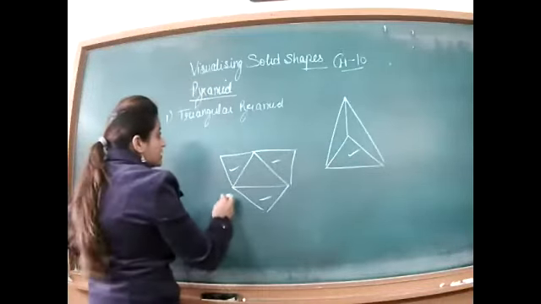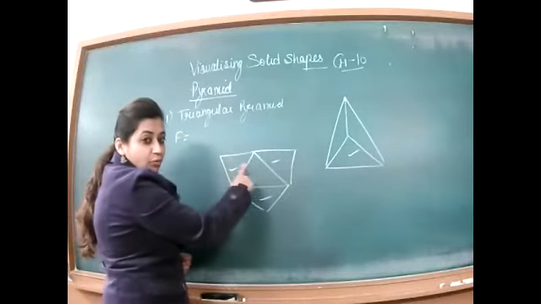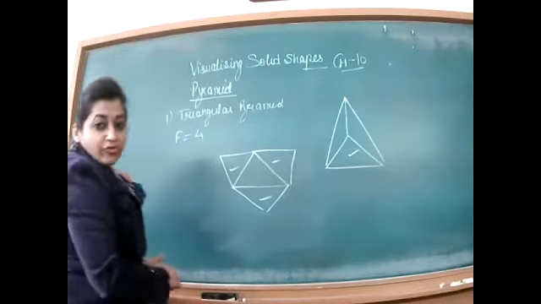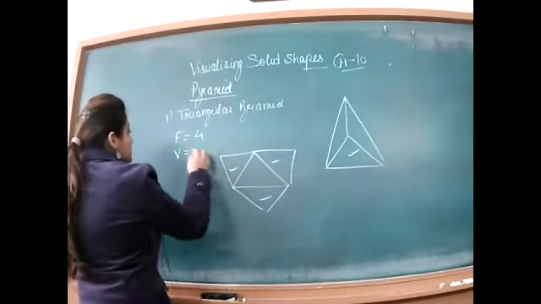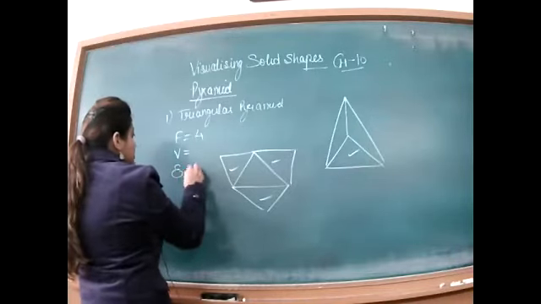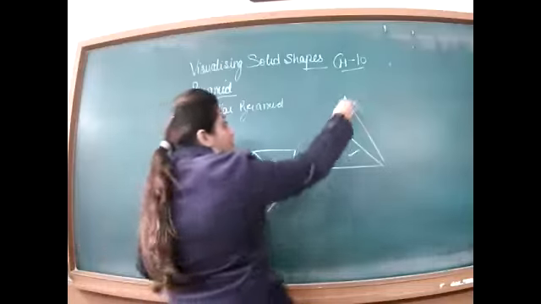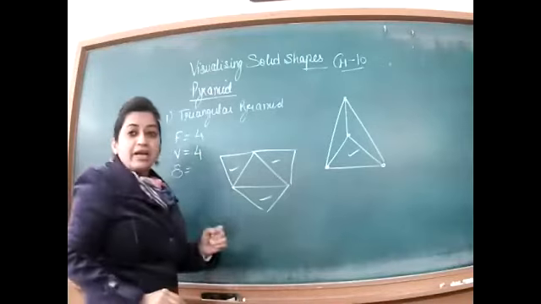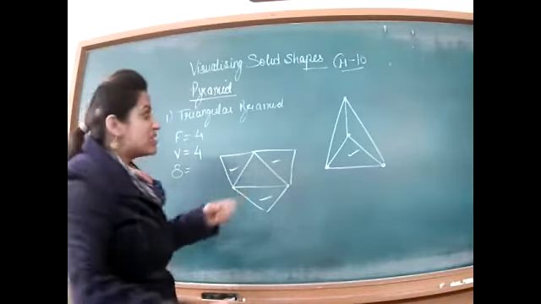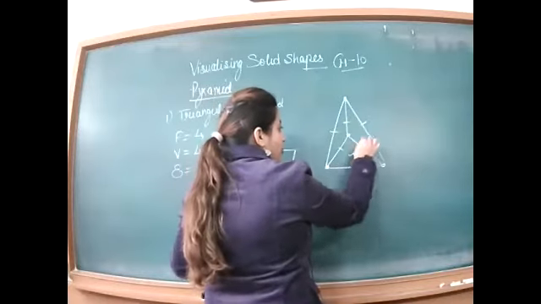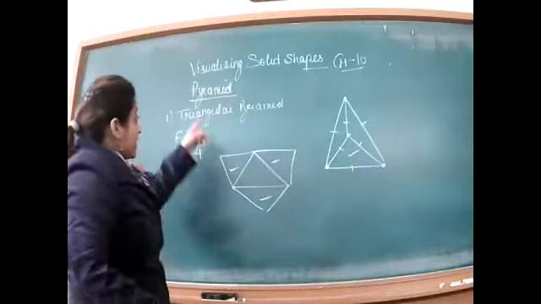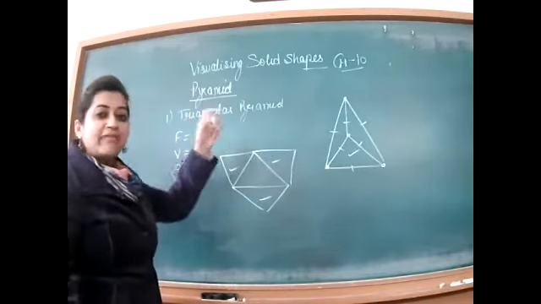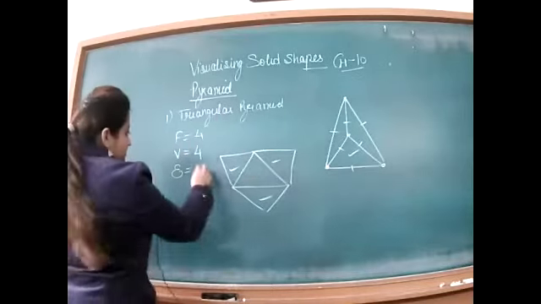And how many faces, vertices, and edges are there? Faces you can count: 1, 2, 3, 4. 4 faces are there. How many vertices are there? 1, 2, 3, 4. 4 vertices are there. And how many edges are there? Edges you can count: 1, 2, 3, 4, 5, 6. Actually, the name of the base is triangle and the name of the pyramid is triangular pyramid, and a triangle is having 3 sides. So it is double of 3, that is 6.